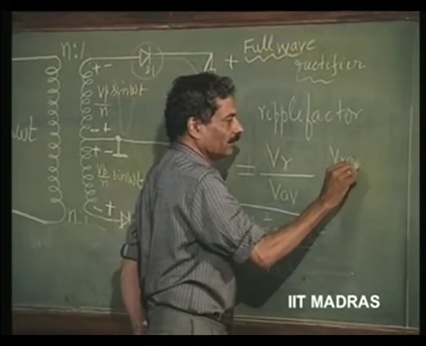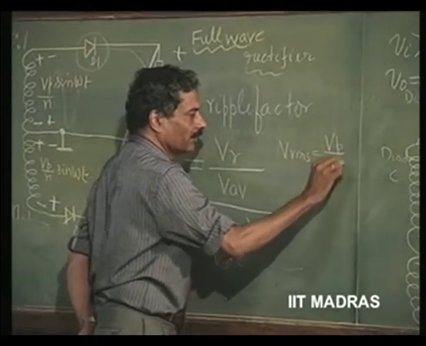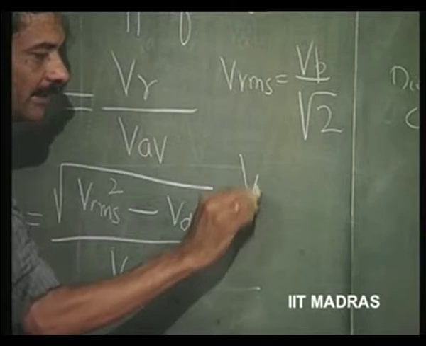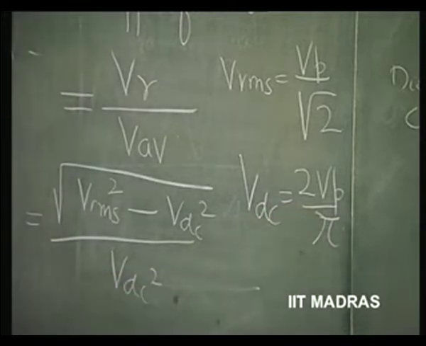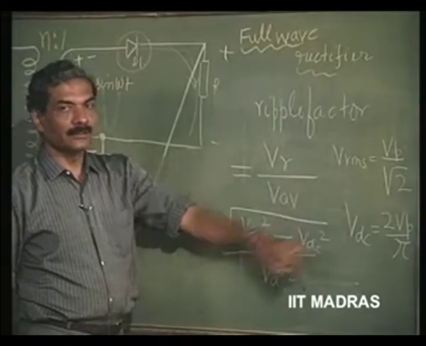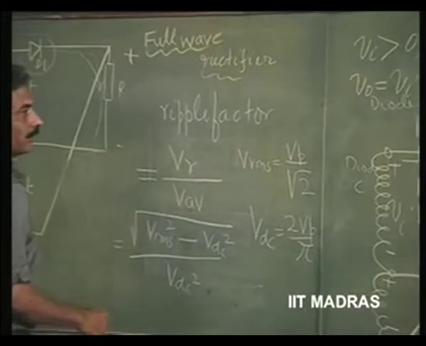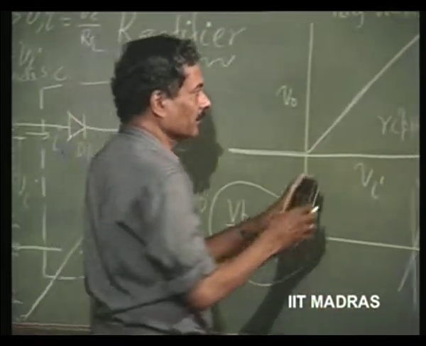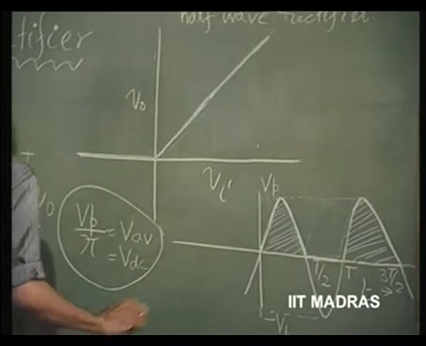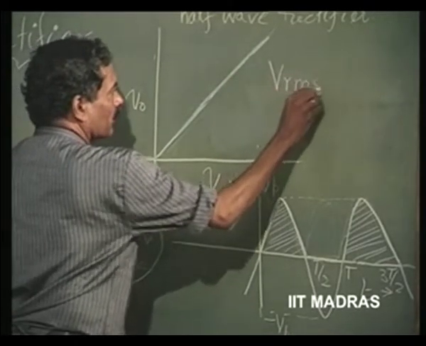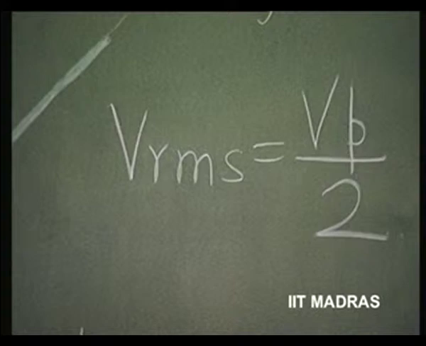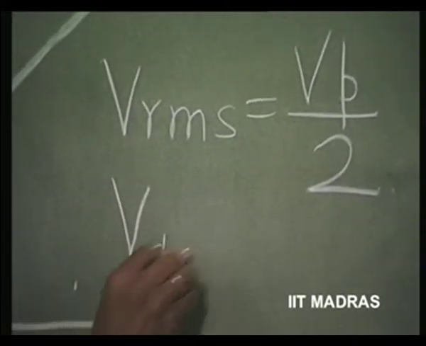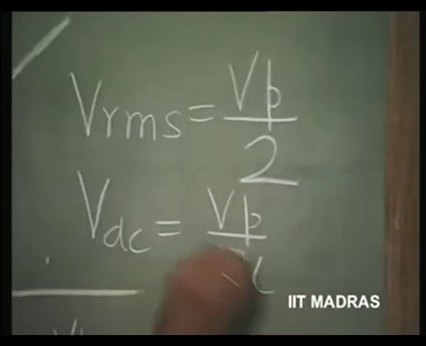Vrms is going to be Vp divided by root 2. Vdc is going to be twice Vp divided by pi. Once again, this is for the full wave rectifier. For the half wave rectifier, let us put it down here. For the half wave rectifier, Vrms is going to be Vp divided by 2 and Vdc is going to be Vp divided by pi.